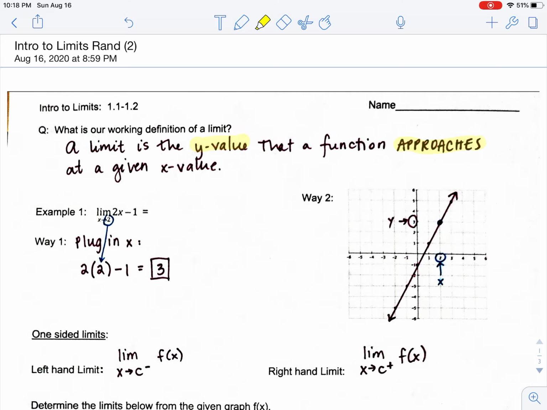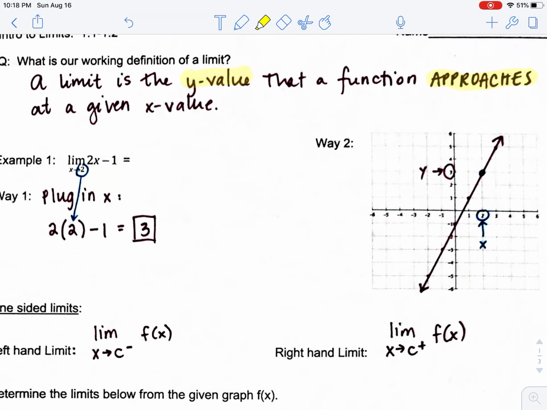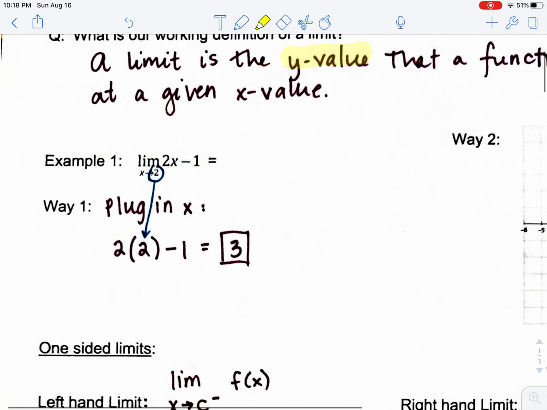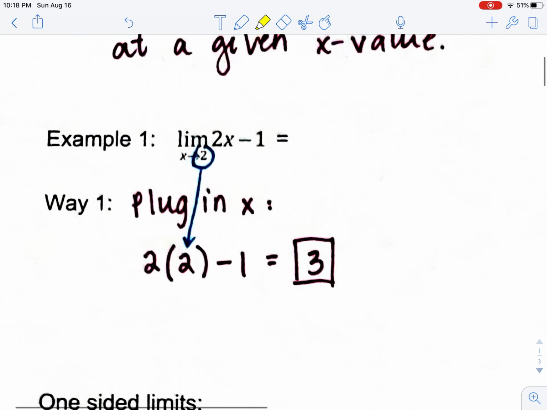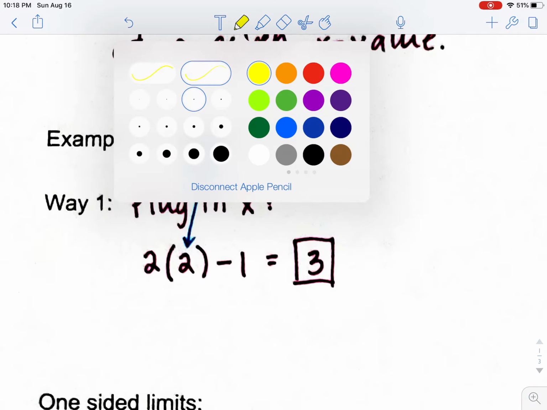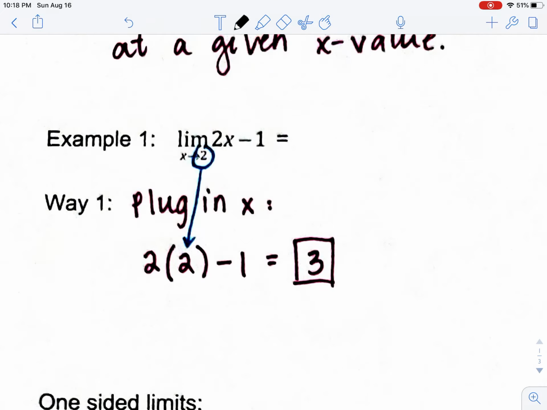So let's look at a very basic example here. First one. So over here we have a limit. And of course I wrote on it, so it's kind of hard to see. But there is a little black arrow here between the x and the 2. I'm trying to emphasize that there. So the way we read this problem is we say, find the limit as x approaches 2 of the function 2x minus 1. So we've got two ways to do that.